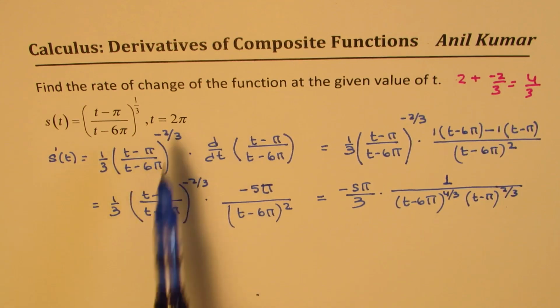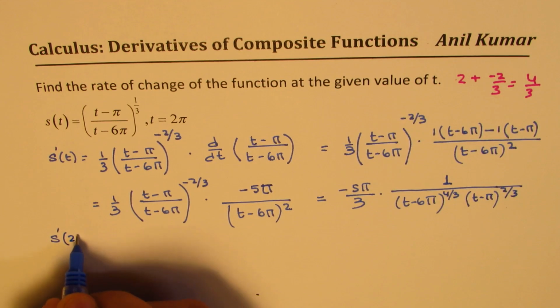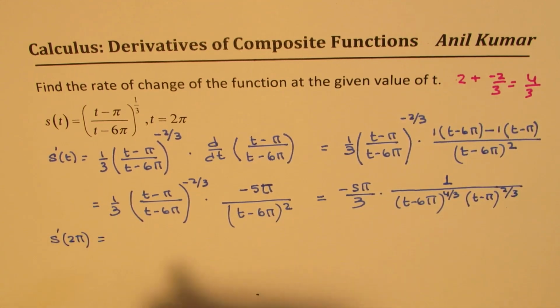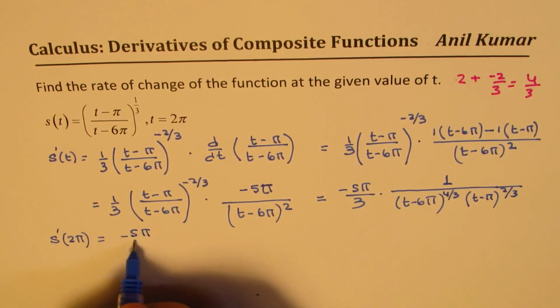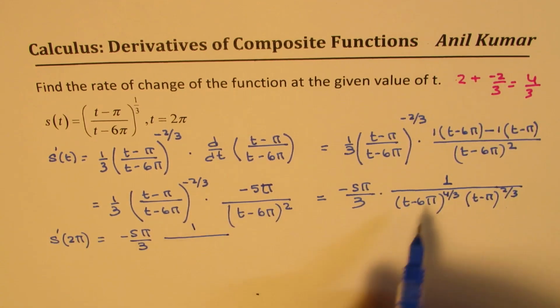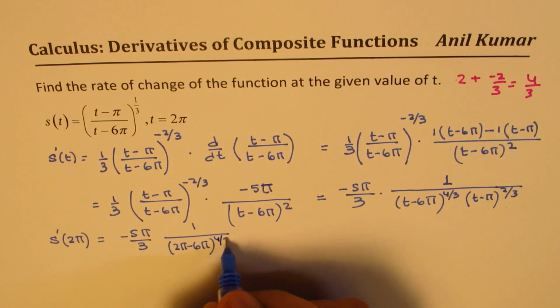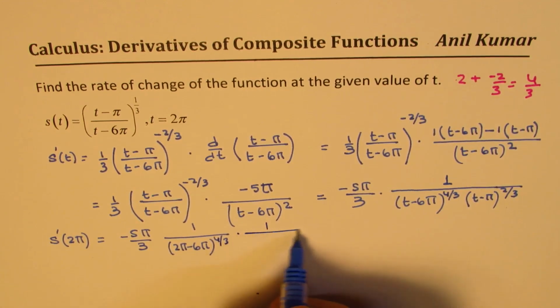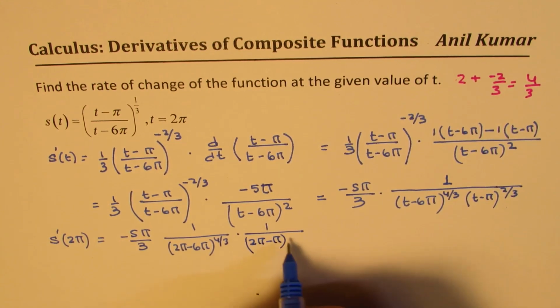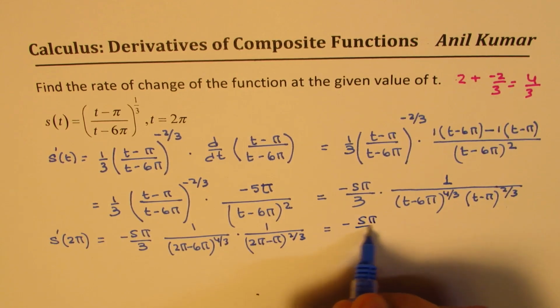Now let us substitute t equals 2 pi. That means we want to find the rate of change at 2 pi. So that gives you minus 5 pi over 3, and here we have 1 over (2 pi minus 6 pi) to the power of 4 over 3, times 1 over (2 pi minus pi) to the power of 2 over 3. Well, that is minus 5 pi by 3.